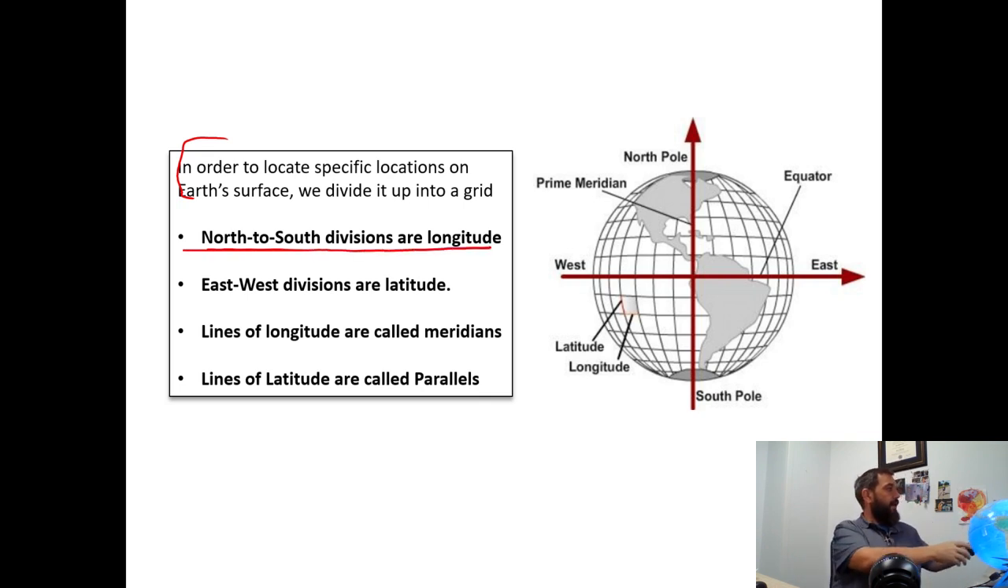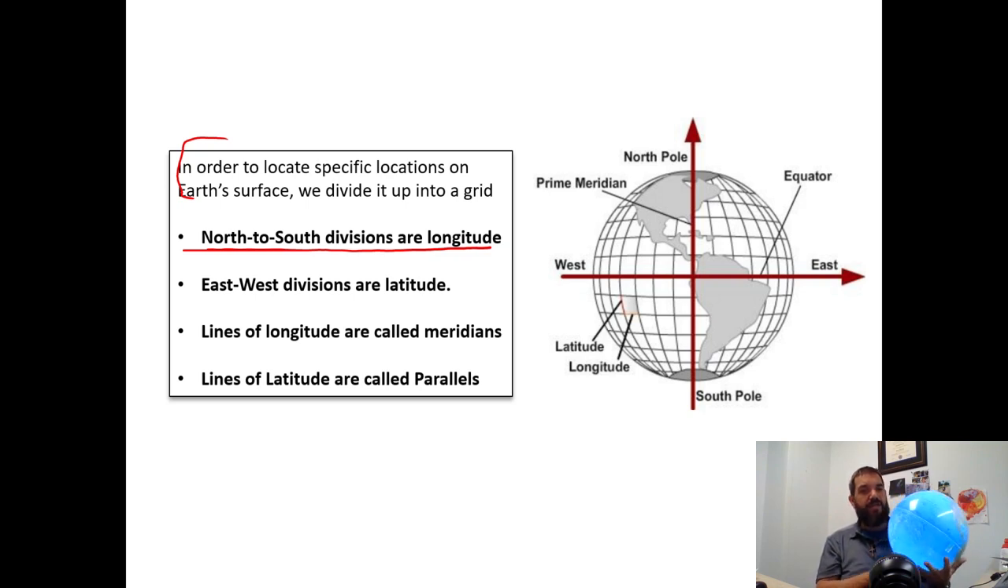So now the north to south divisions are called longitude. So if I get my globe out, great, here's the North Pole. Here's the South Pole down here. The lines that go from pole to pole, they connect one pole to the next. Those are lines of longitude, and we have special names for those. Those are called meridians, okay? So the lines that divide up Earth and extend from one pole to the other are called meridians. Those are lines of longitude, but the proper name for lines of longitude is meridian. So we have the meridians.